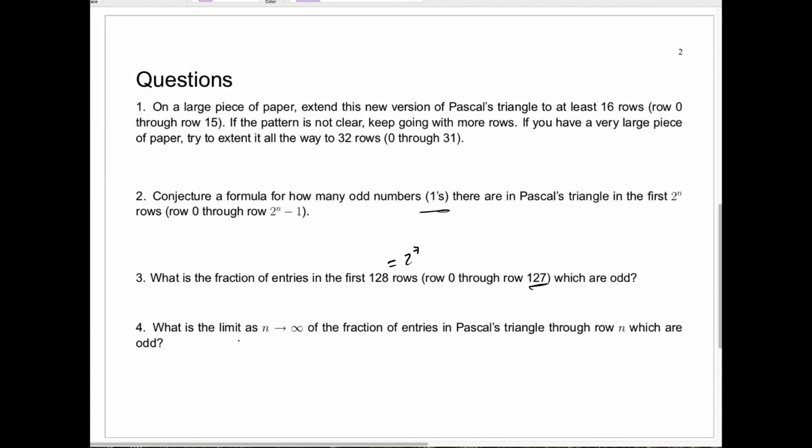And then ask yourself, what's the limit as n goes to infinity for this previous question? If you look at the fraction of odd numbers to total numbers, or even numbers to total numbers, what can you say about the fraction of entries which are odd up to row n as n gets bigger and bigger and bigger?